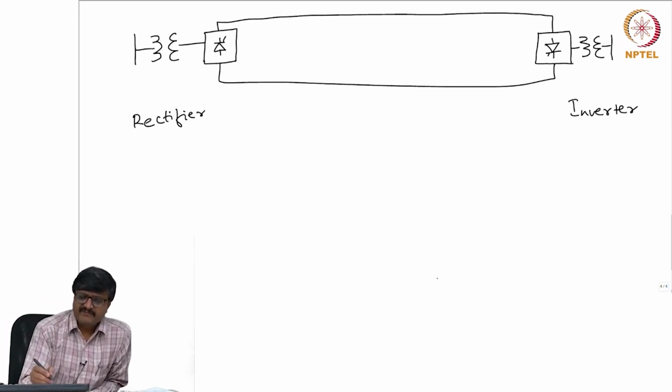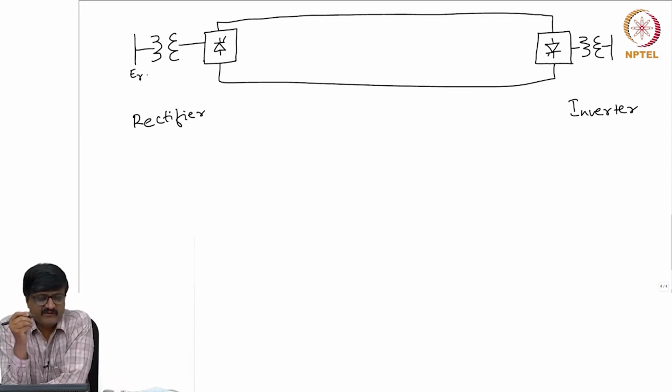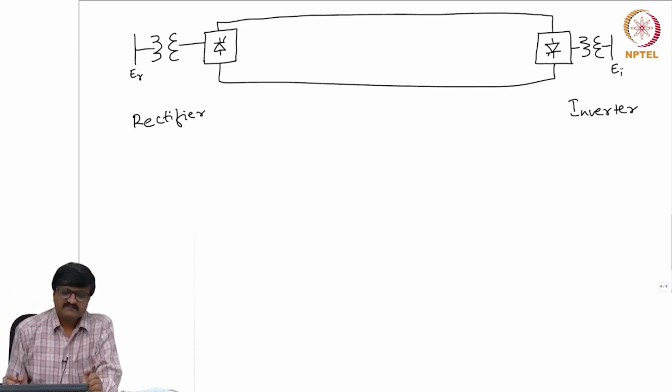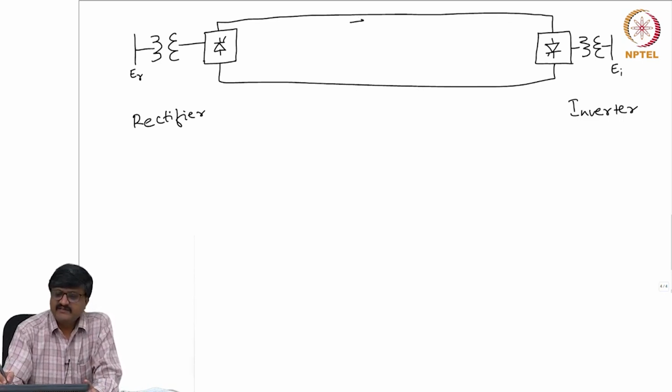Now, I will give some names for the voltages here. Suppose ER is the line-to-line voltage of the AC system bus on the rectifier side, and EI is the RMS value of line-to-line voltage of the AC system bus on the inverter side. The two need not be identical, they are not the same buses. Okay. Then of course, the current here is ID.